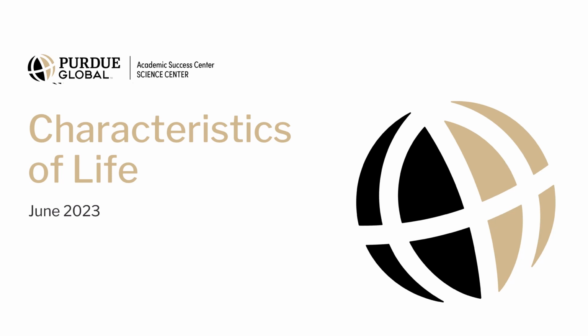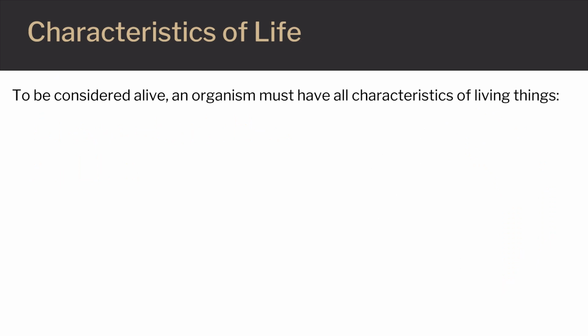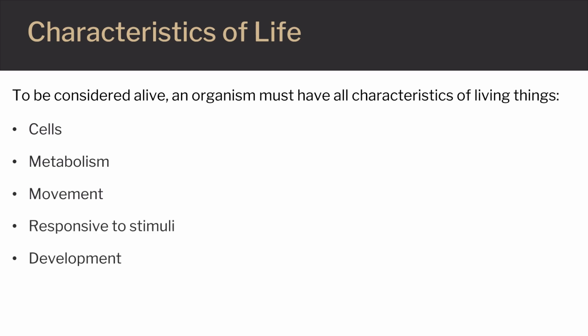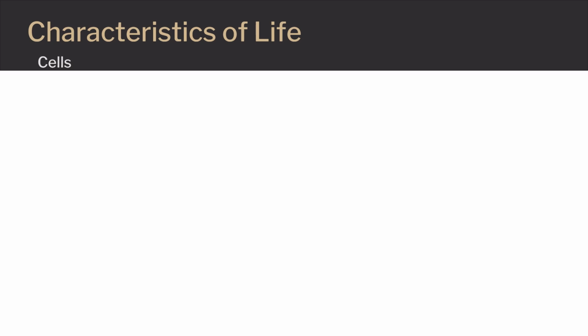Characteristics of life. We are surrounded by living, biotic, and non-living, abiotic things. All animals and plants are living things, and biology is the study of these living things. To be considered alive, an organism must exhibit all the characteristics of living things: cells, metabolism, movement, respond to stimuli, development, and reproduction.